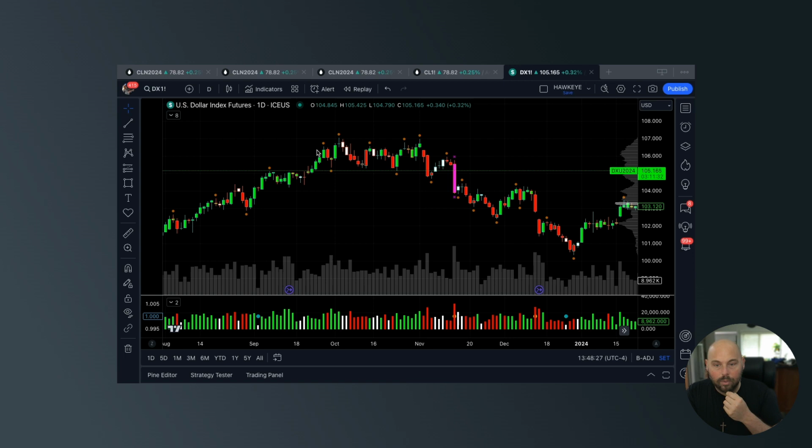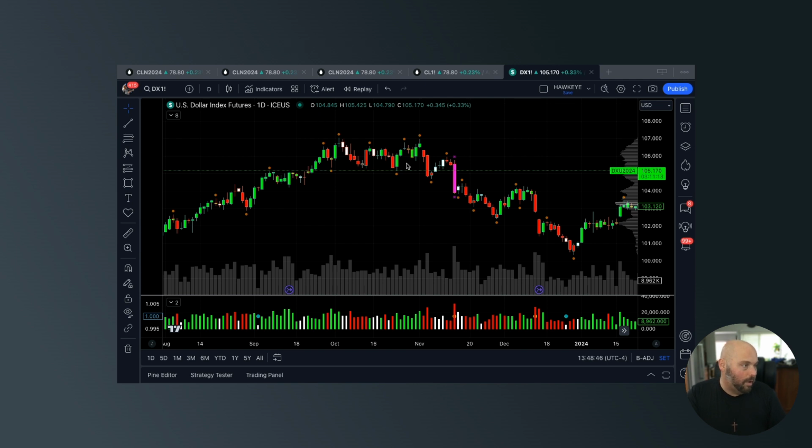I want to talk about topping patterns, bottoming patterns, potential reversals, and how you can employ volume as your trigger to enter a lower risk setup. So what we're looking at here is the US dollar index futures. Okay, so this is the US dollar.